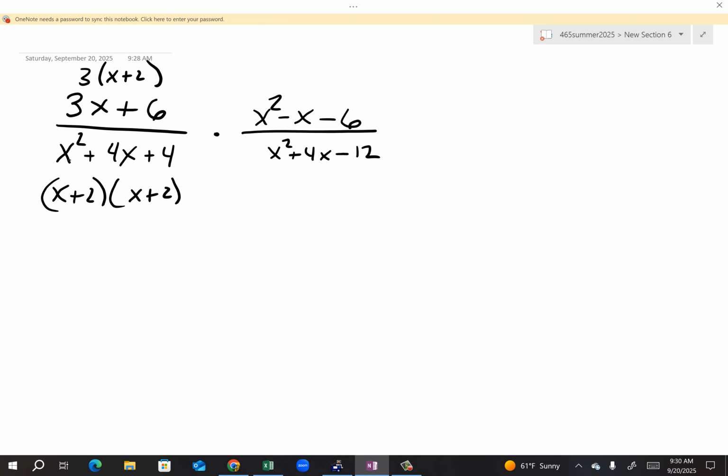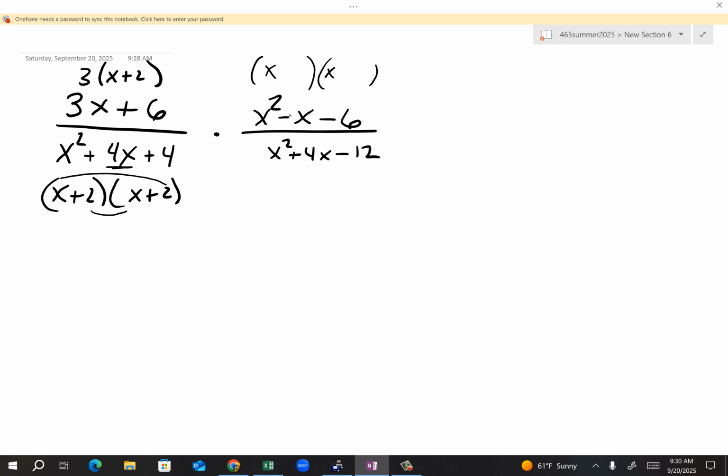We know x times x is x squared. Don't check that. We know 2 times 2 is 4. Don't check that. This times this is 2x plus 2x is 4x. Yay, we did it. Up here, all right, what are the factors? Well, x and x, obviously. Factors of 6 are 2 and 3, or 6 and 1, yes?